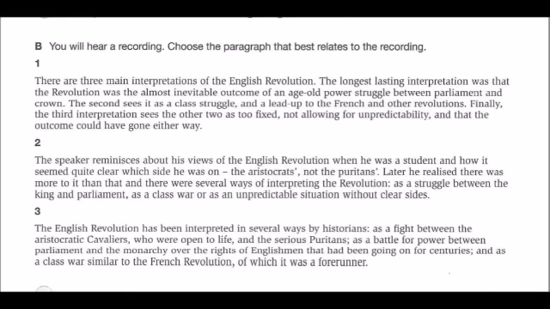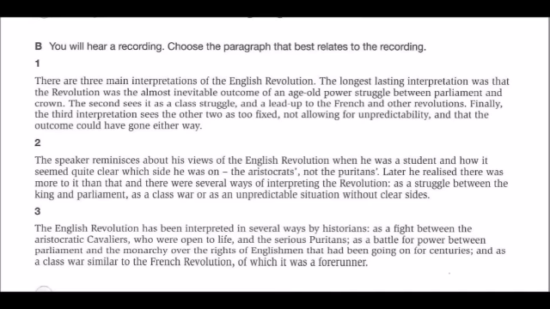The first approach, which prevailed up until the middle of the 20th century, was that the revolution was part of the age-old battle between Parliament and the monarchy, with Parliament representing the traditional rights of Englishmen against the attempt by the royal family to increase its power and dictate law.